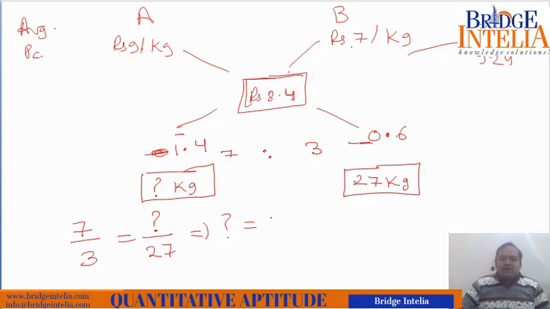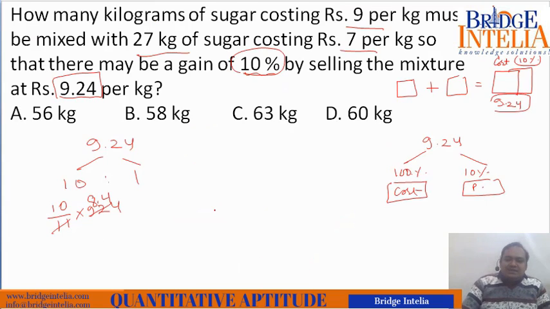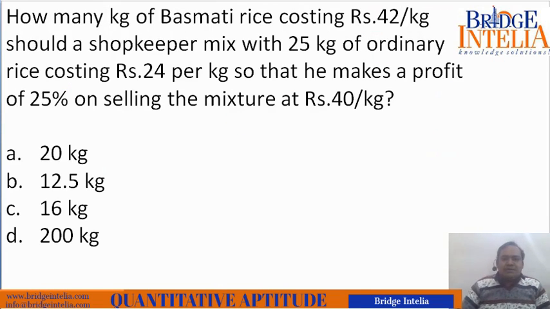So the unknown figure comes out to be 7 into 27 by 3. So 3 9s are 27, 9 7s are 63. So the unknown quantity is 63 kgs. Let's move to the next question.